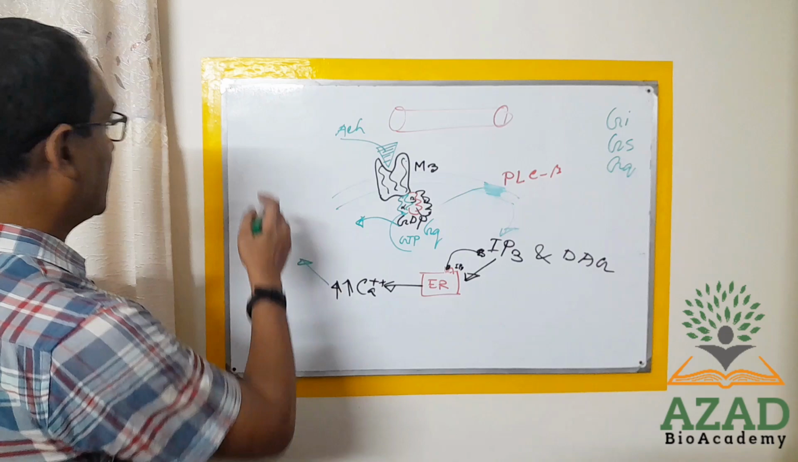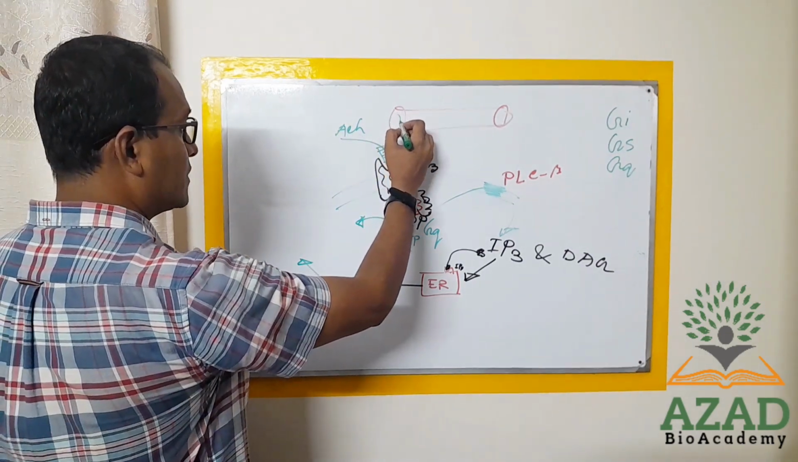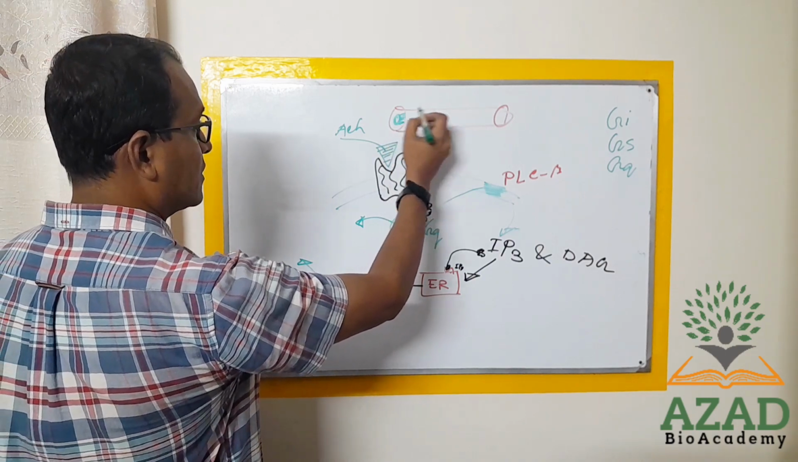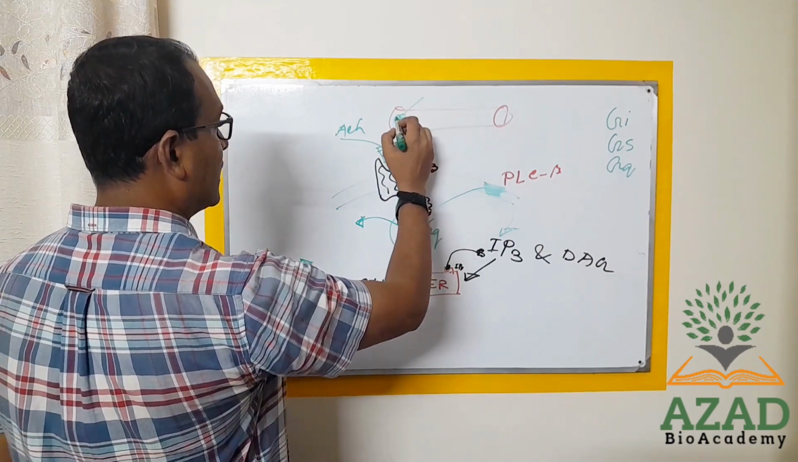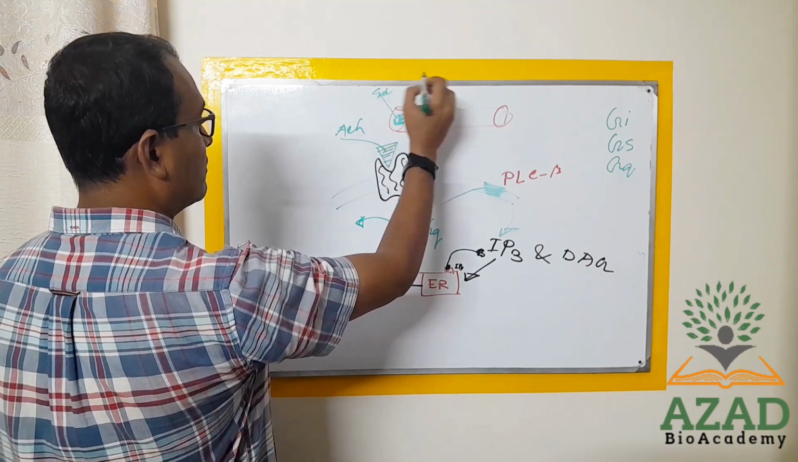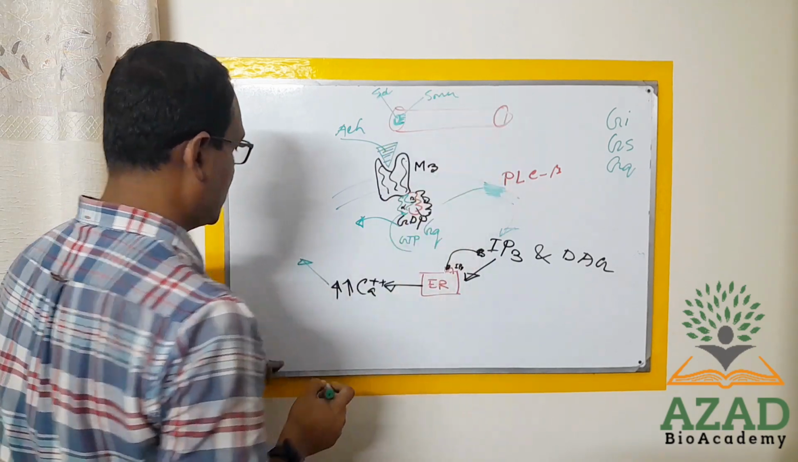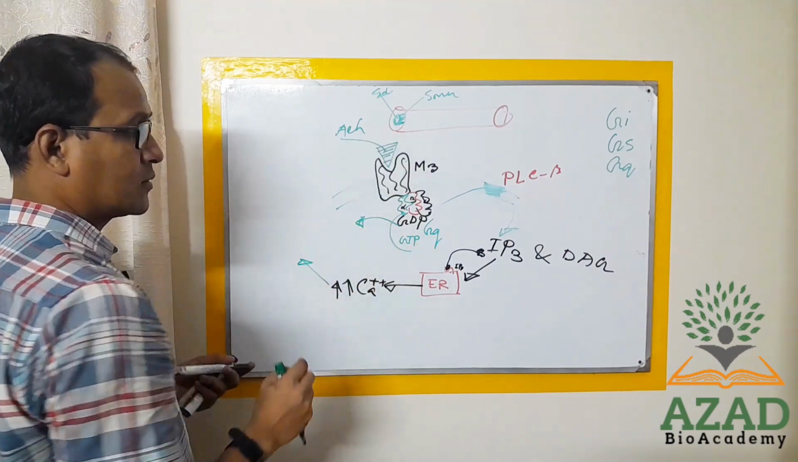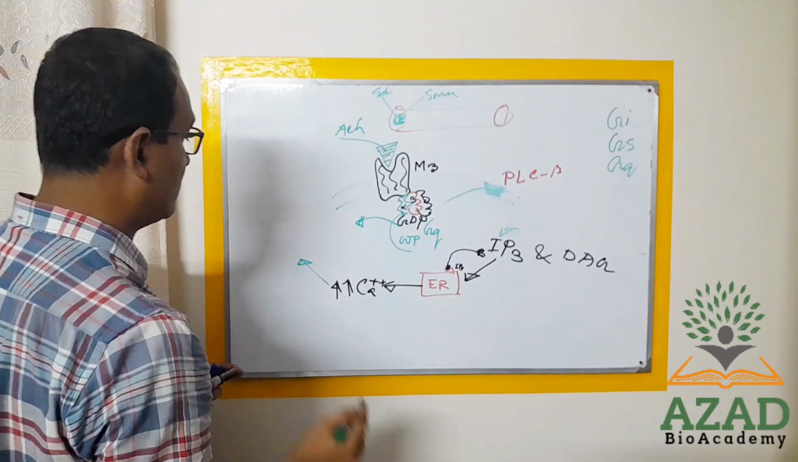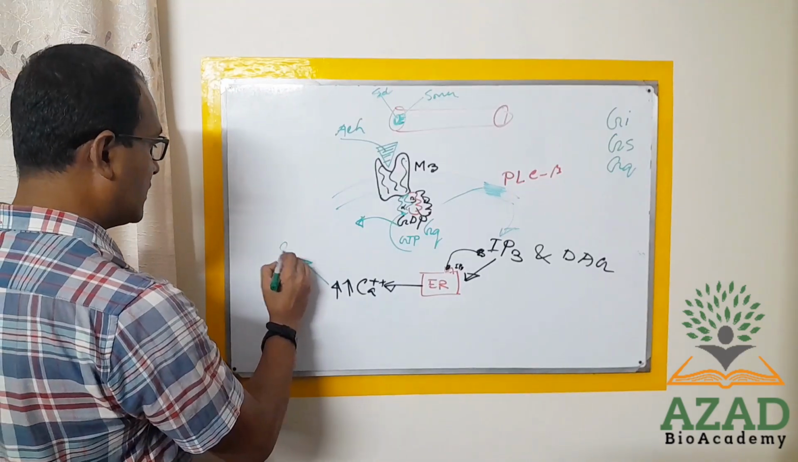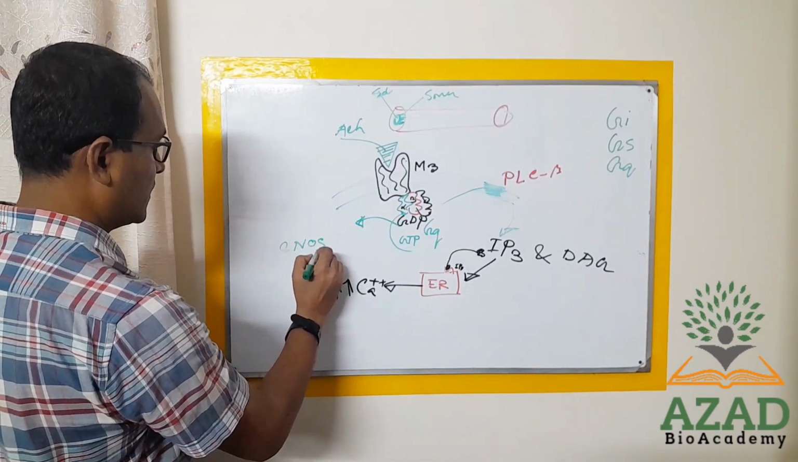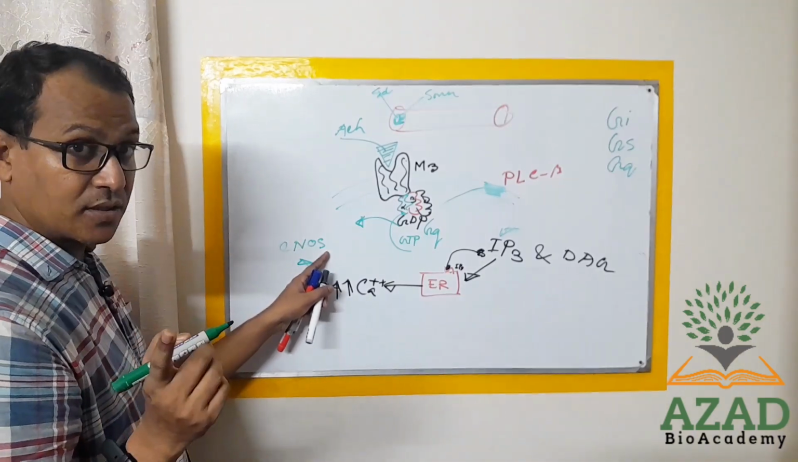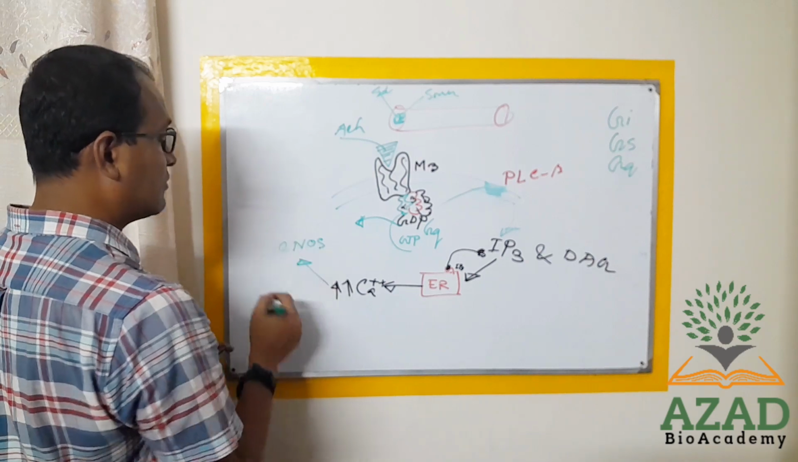Then this intracellular calcium will go to the endothelium layer. This is the endothelium layer, and this is the smooth muscle of the blood vessel. That calcium will activate one enzyme within the endothelium, that is eNOS, endothelial nitric oxide synthase. That enzyme will be activated.